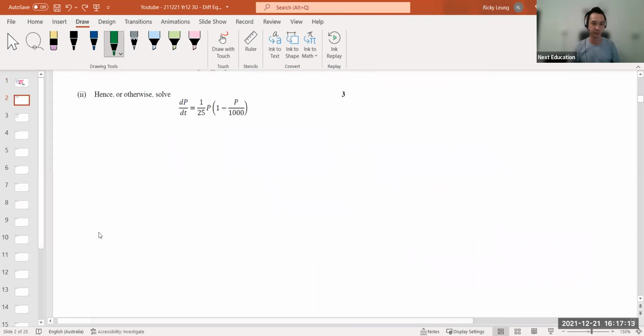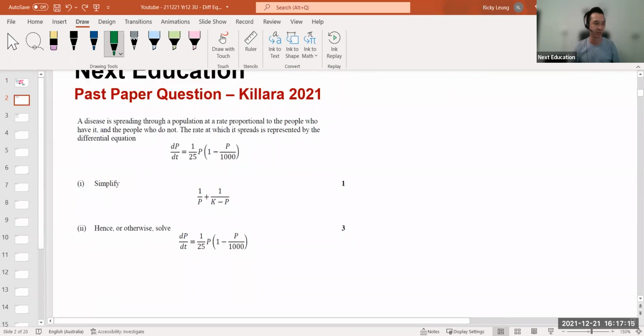The first past paper we have is from Kalara. Look at this question, what a classic. A disease is spreading through the population, COVID, at a rate proportional to the people who have it and the people who do not. So in the question itself, the differential equation is proportional to the people that have it and the people that don't. That's basically what this represents, and it's represented by this.